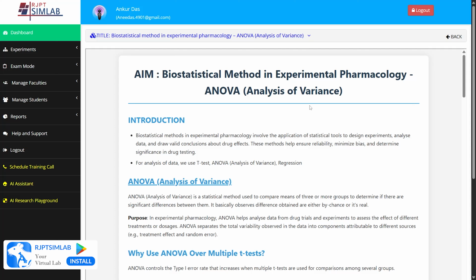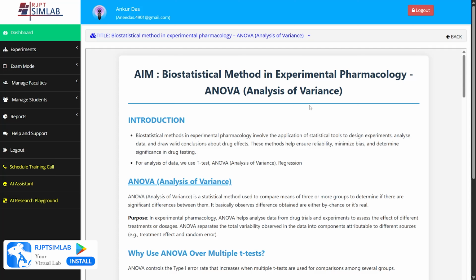At first, let us see the introduction part. The introduction says, biostatistical methods in experimental pharmacology involve the application of statistical tools to design experiments, analyze data, and draw valid conclusions about drug effects. These methods help ensure reliability, minimize bias, and determine significance in drug testing.